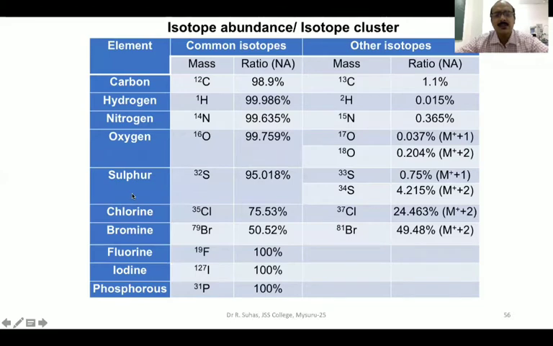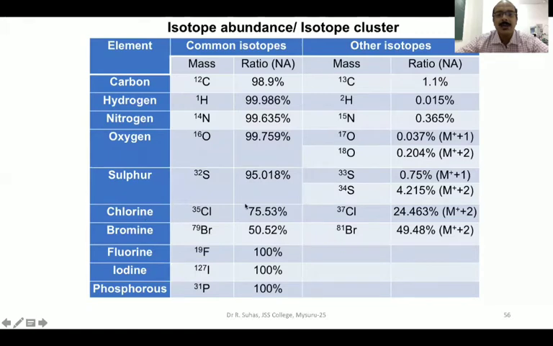Even sulfur has three different isotopes. Sulfur 32 exists in 95.018%, S33 is 0.75%, S34 is 4.215%, in which S32 will be M plus, S33 will be M+1, S34 will be M+2. The highest abundant is S32, followed by S34, and the least abundant among sulfur isotopes is S33.